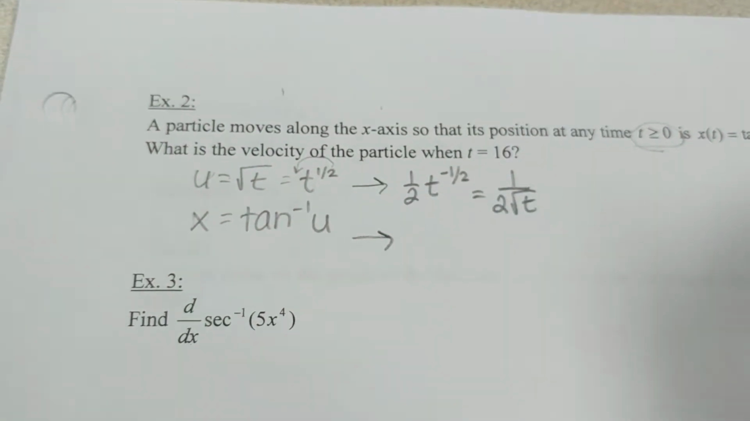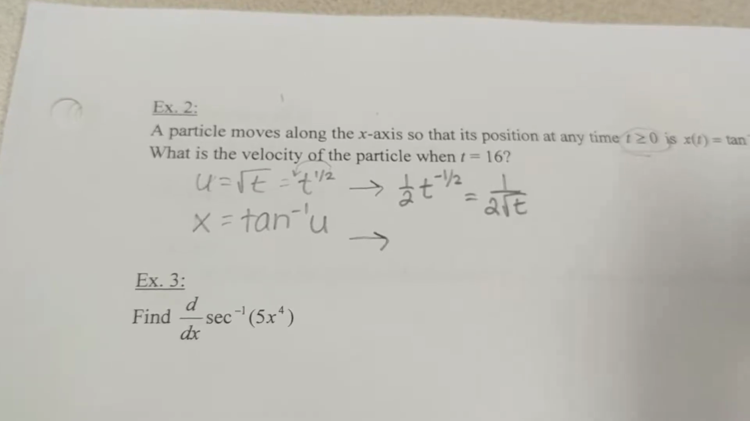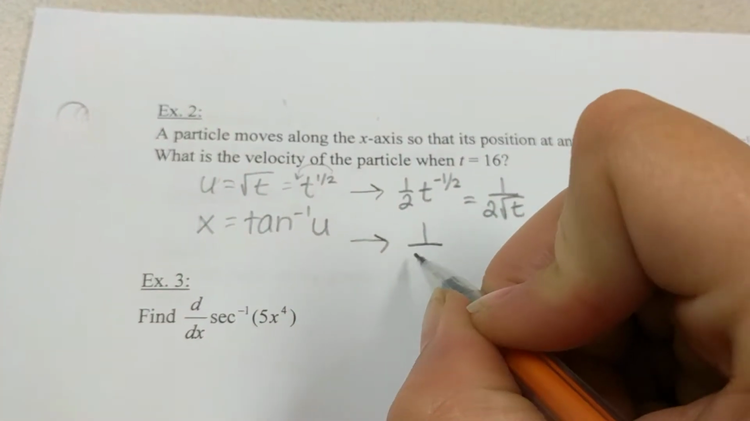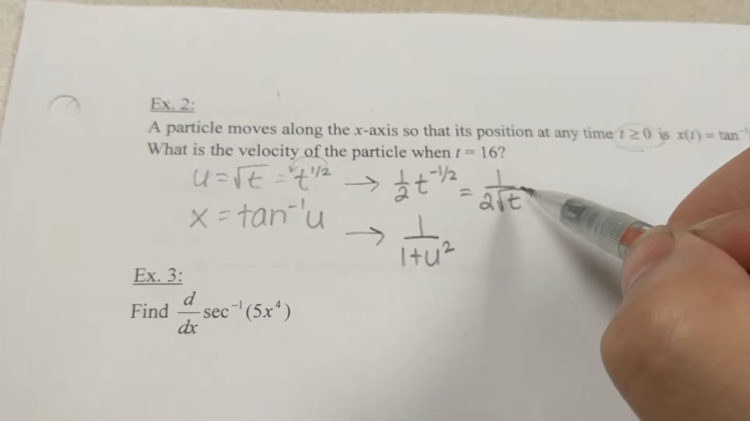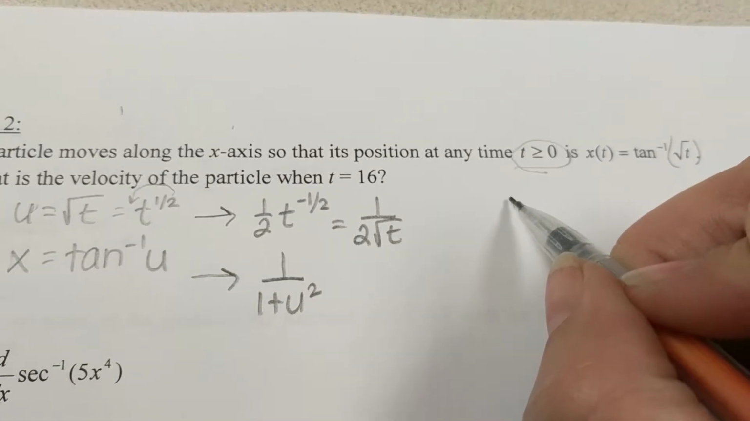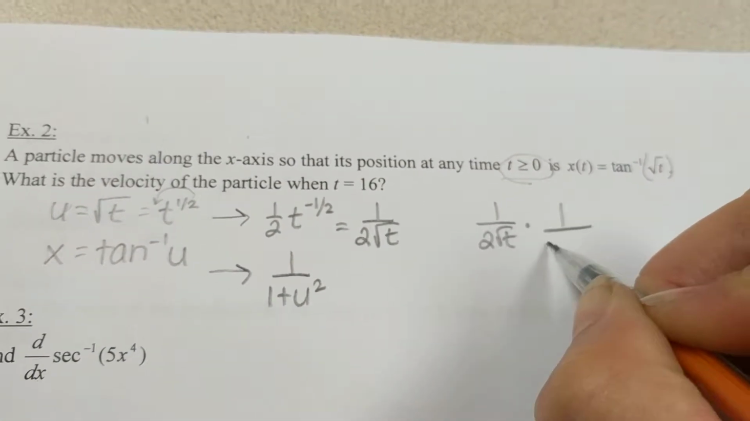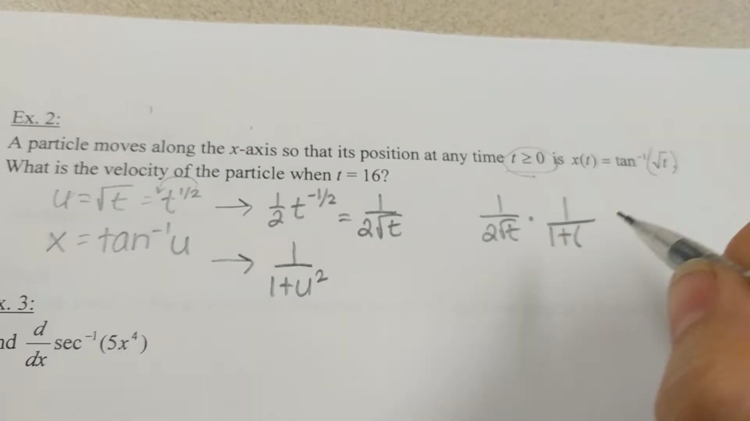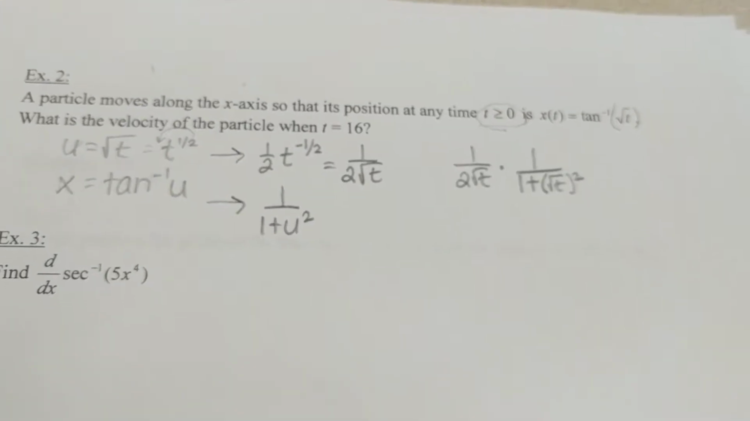The derivative of inverse tangent of u, inverse tangent was 1 over 1 plus x squared, so with the u, 1 over 1 plus u squared. And with chain rule, we multiply these two derivatives together. So 1 over 2 square root of t times 1 over 1 plus u, which was square root of t, squared.